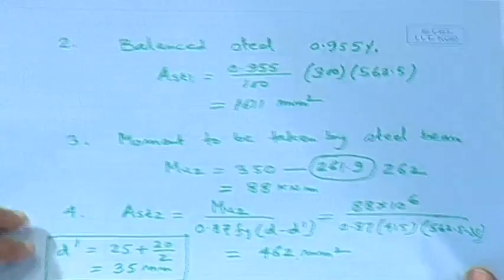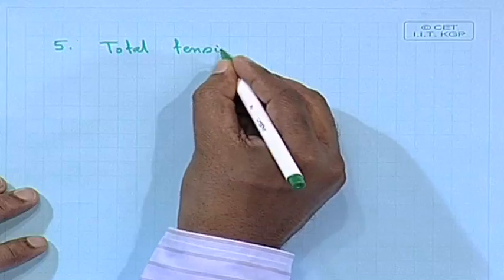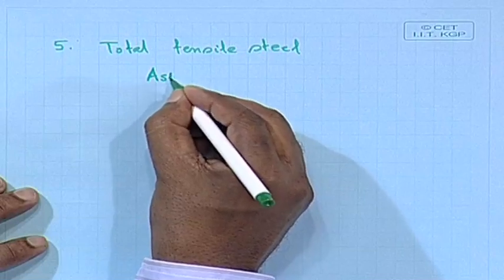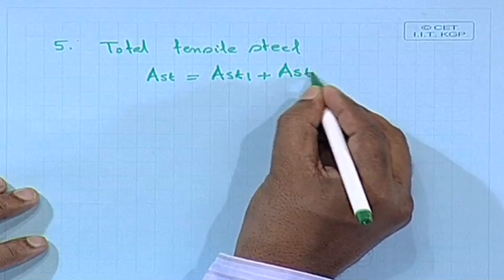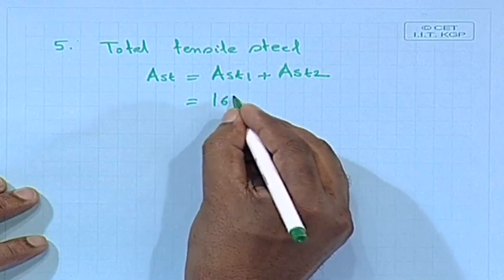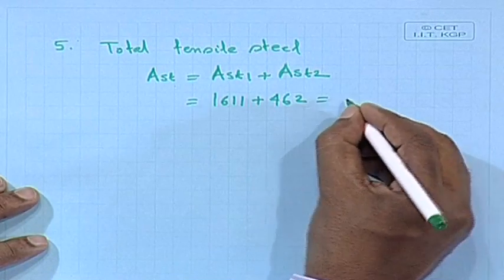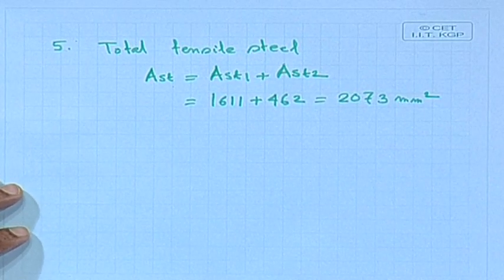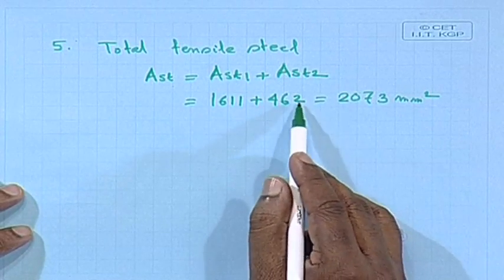What about the total tensile steel? Total tensile steel Ast equal to Ast1 plus Ast2, 1611 plus 462 equals 2073 square millimeter. We know 462 is the area of steel.